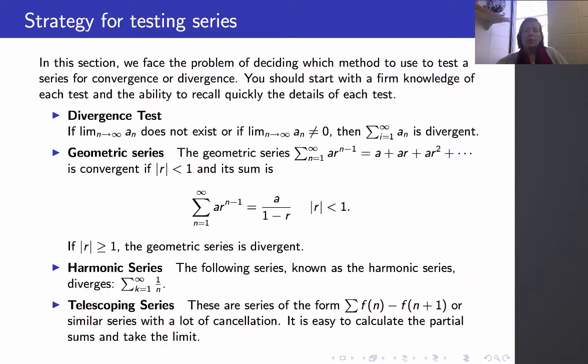Telescoping series are pretty easy to deal with. Here the terms are of the form f of n minus f of n plus 1 for some function of n. And the reason that you can deal with them easily is the partial sums are easy to calculate because of the large amount of cancellation, and then you can take the limit as n goes to infinity of the partial sums to actually find the sum or show that it diverges.